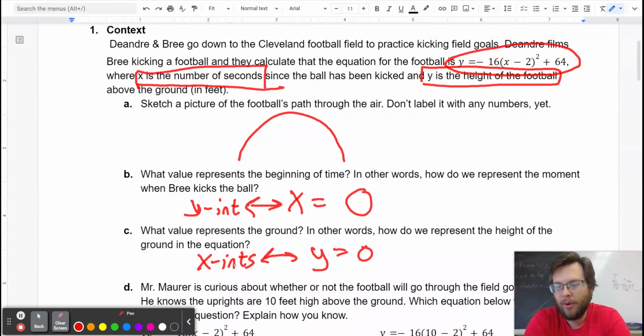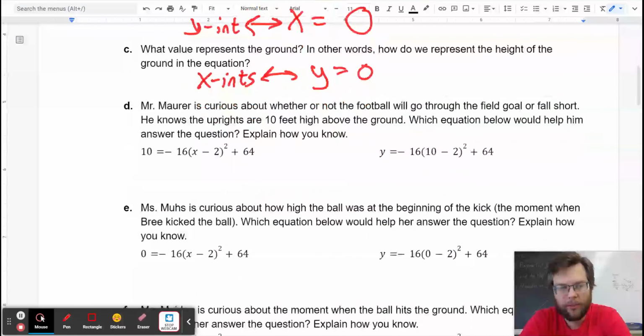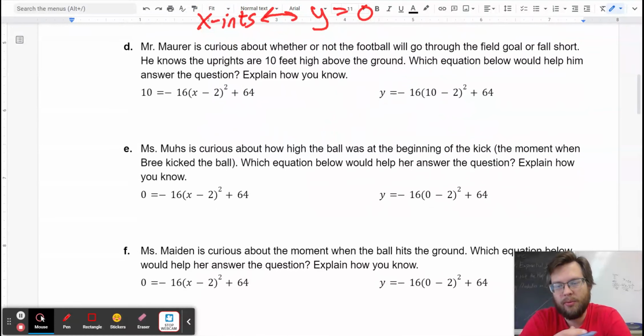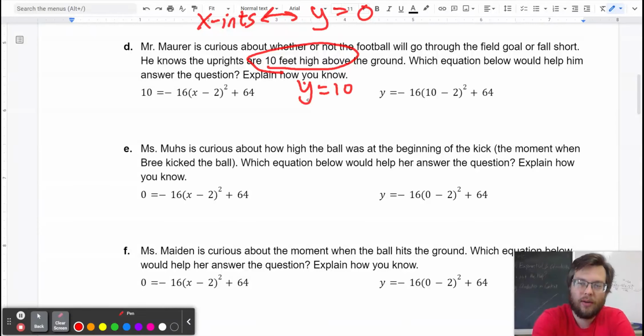I want you to think about, why did I put a plural on x-intercept for this question when it's only singular for the y-intercept? Think about how a football moves through the air, and I think you'll get there. The next couple questions are little mini word problems where I give you some information and ask you which equation works. So part D says, I know the football uprights are 10 feet high, so I know that I'm looking for y to equal 10.